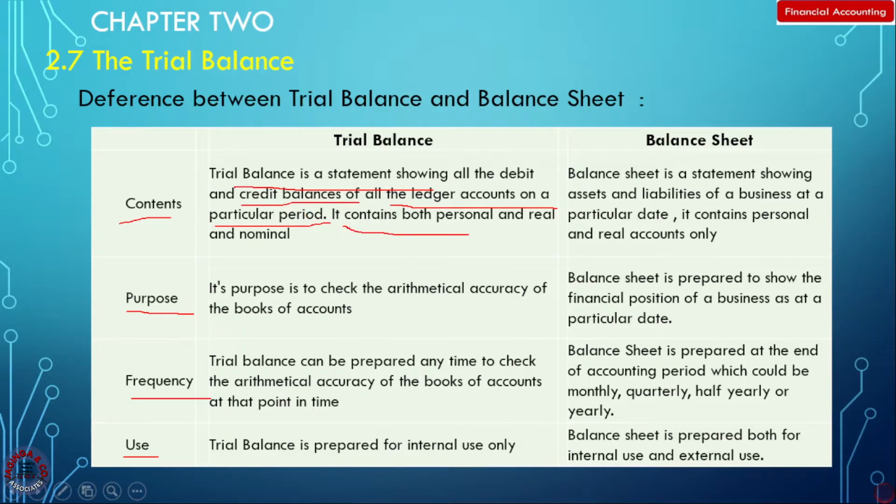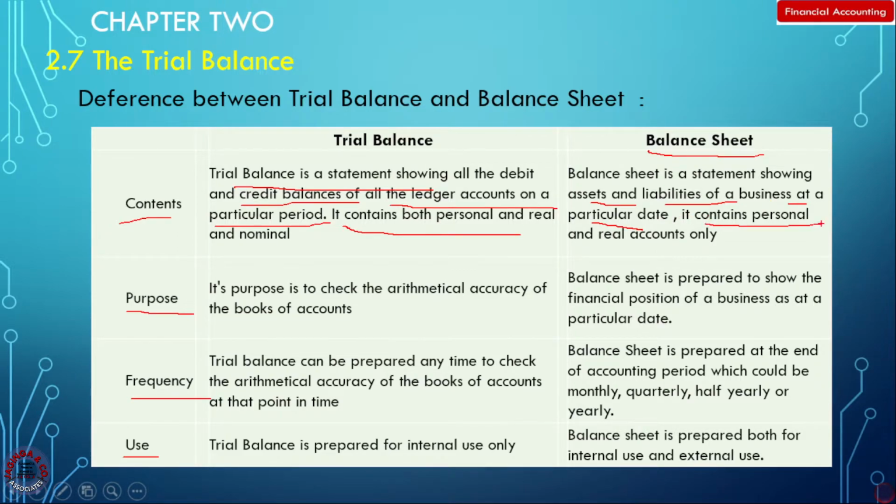So it contains both personal and real accounts, and also the nominal accounts. The trial balance will contain all the types of accounts, whether personal, real, or nominal. On the other side, the balance sheet is a statement showing assets and liabilities of a business at a particular date. So the balance sheet will not show credit balances and debit balances of ledger accounts, but it will show assets and liabilities of a business at a particular date.